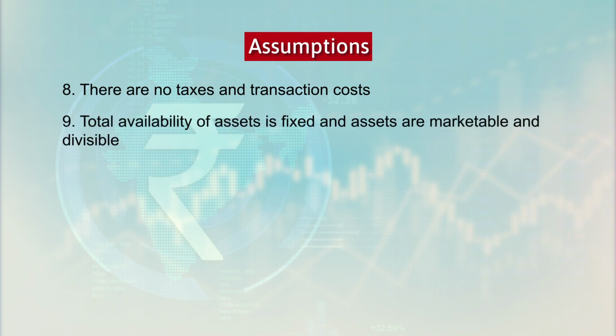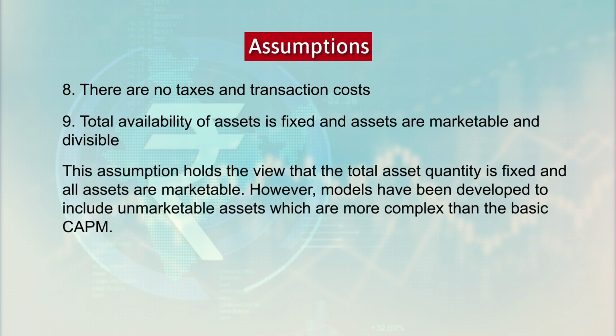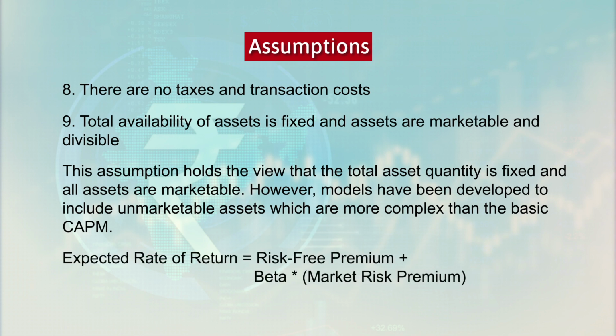The last assumption, total availability of asset is fixed and assets are marketable and divisible. This assumption holds the view that the total asset quantity is fixed and all assets are marketable. However, models have been developed to also include unmarketable assets which are more complex than the basic CAPM that we discuss here. So, the main formula of the CAPM model is as follows. The expected rate of return should be equal to risk-free premium plus beta, that is a risk coefficient, into the market risk premium.